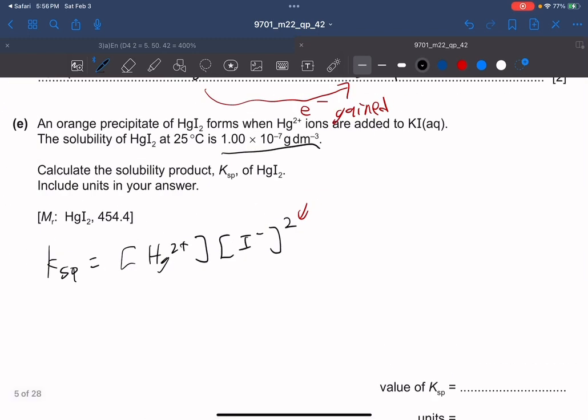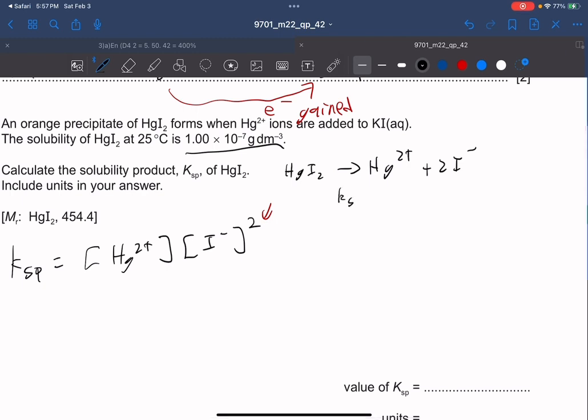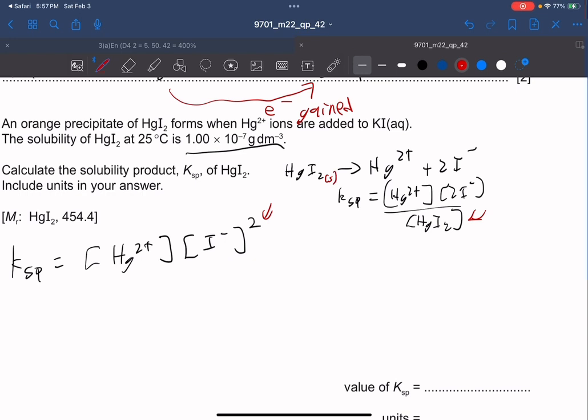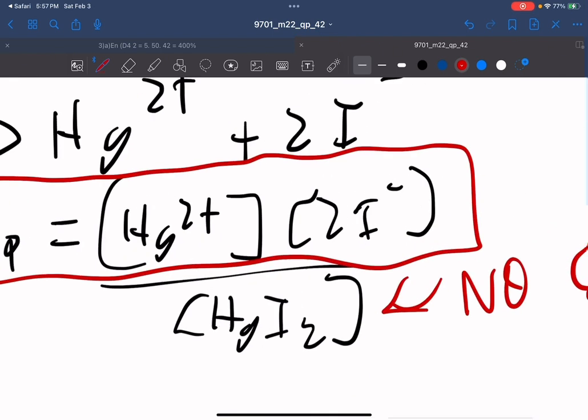because in the overall reaction for Ksp, for demonstration and learning purposes, I'm going to draw it out. We're going to draw out the solubility again. So HgI2 is going to be Hg2+ and 2I-. So our Ksp is going to be [Hg2+] and [I-] squared over [HgI2]. But again, we have to remember HgI2 is actually a solid, so no concentration. If it's a solid, there's no concentration because it's not dissolved in anything. So our Ksp is just this.